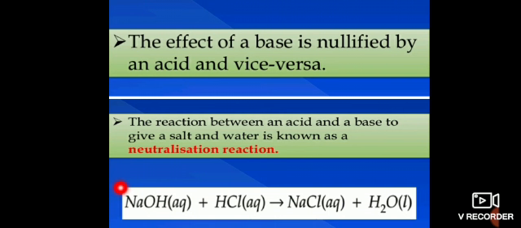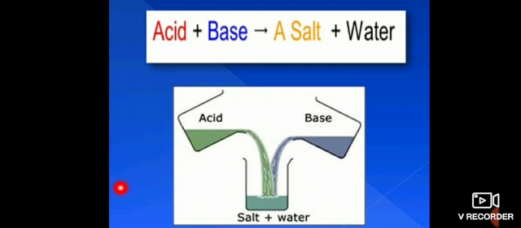The answer is: the reaction between an acid and a base to give a salt and water is known as a neutralization reaction. Example, sodium hydroxide, a base, reacts with hydrochloric acid, an acid. It gives rise to a salt called sodium chloride and water. See the schematic diagram. Neutralization reaction: acid plus base gives rise to a salt and water.